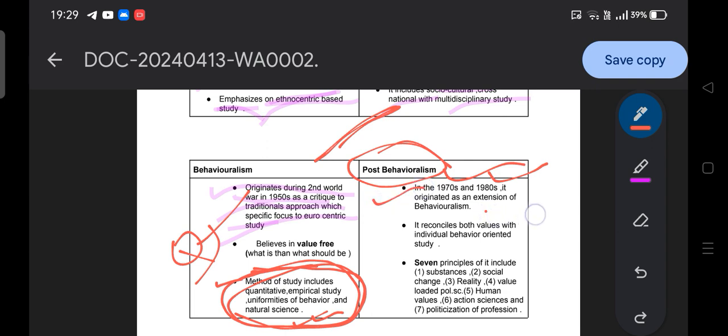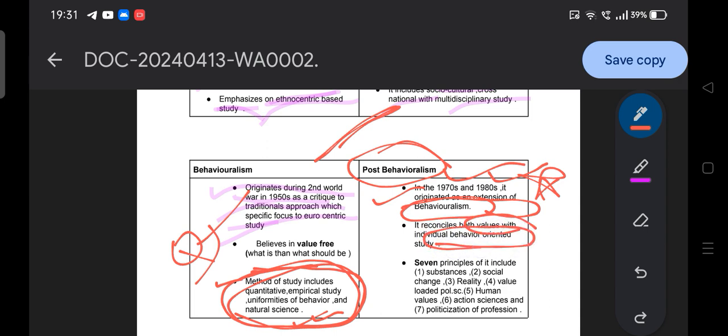It originated as an extension of behavioralism. Do remember this. Most people believe that post behavioralism is a critique to behavioralism, but it is not. As I said, that was my mistake: post behavioralism extends the principles of behavioralism. It basically is a further modification of the ideology of behavioralism. It's not a critique. Do remember that, because questions are framed on it.